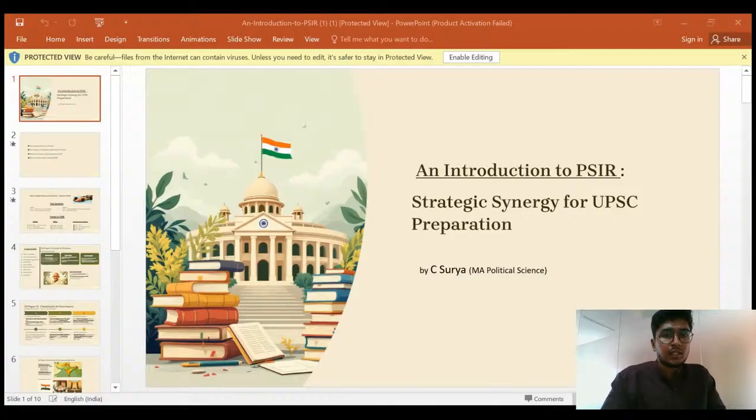In GS paper 3, you will have economic issues, disaster management, security studies. Here it is the same. For example, you will learn about terrorism. In political philosophy, you don't have a proper definition for terrorism. There's no proper definition for terrorism.